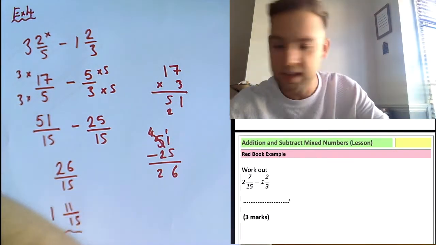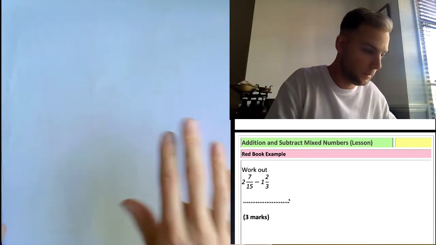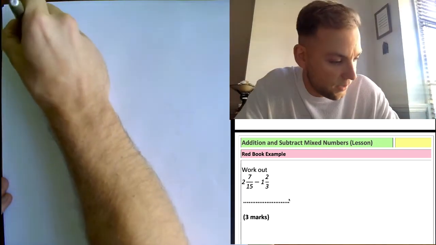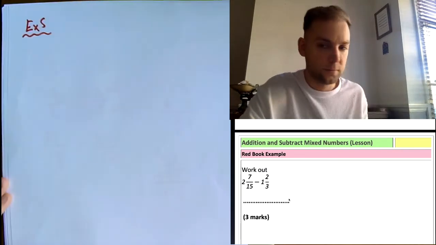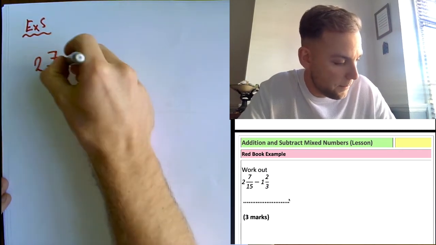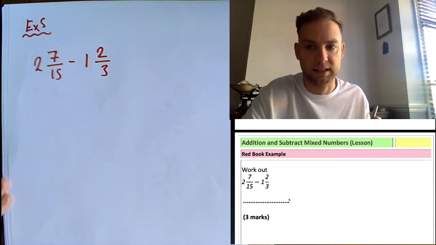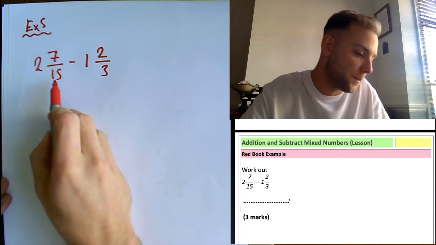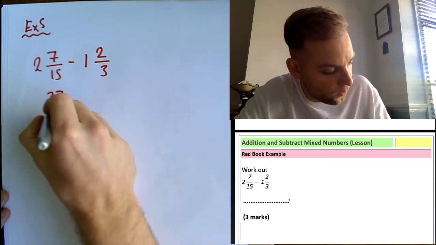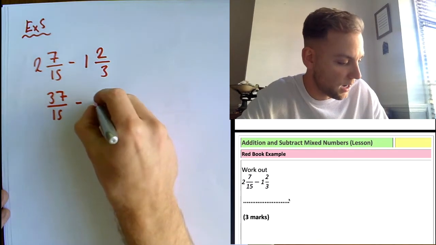Let's have a look at another one of these. Now this one's a little bit easier. You'll see why in a second. So this one here is example 5. Remember to get this in your notes. 2 and 7 over 15 minus 1 and 2 over 3. I'm going to make the denominator the same first. So 2 times 15 is 30, plus the 7 is 37 over 15, minus 1 times 3 is 3, plus the 2 is 5 over 3.